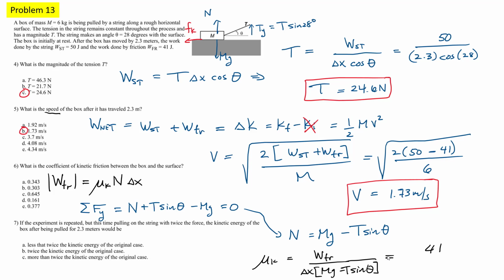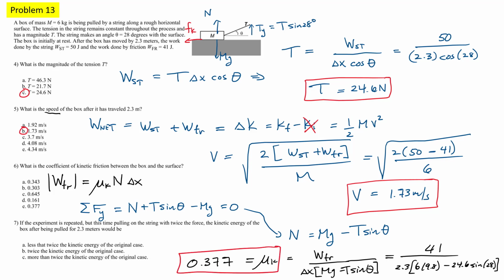We get 41 here for that work done by the friction. The distance was 2.3. Now you substitute everything here, 9.8, and then minus the tension we had, 24.6, and then sine of 28 degrees. Close that bracket. At the end, you substitute all those numbers, and I got a value of 0.377 for my coefficient of kinetic friction. Not too bad. That corresponds to choice E.